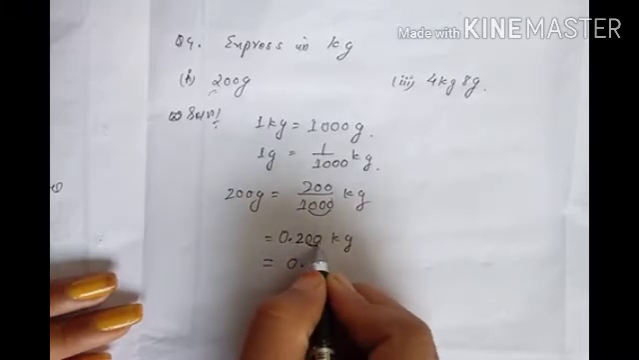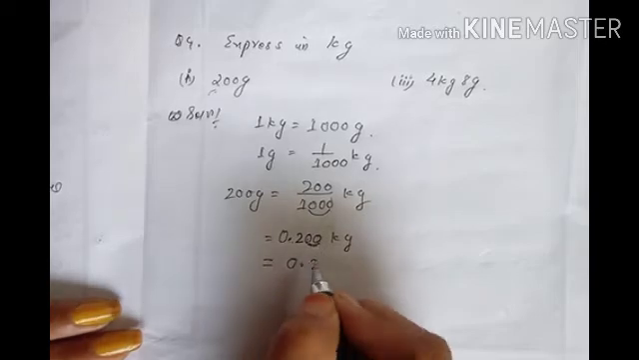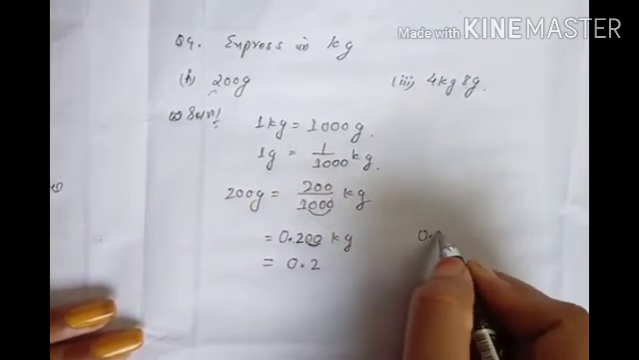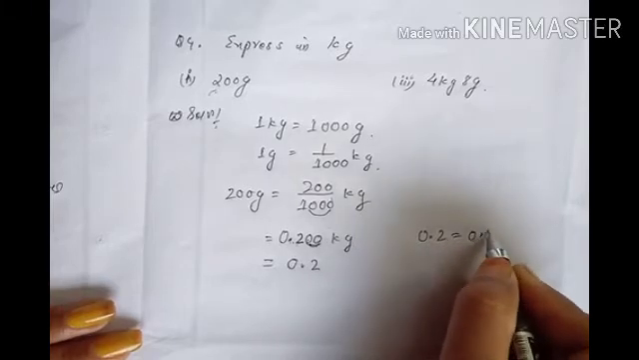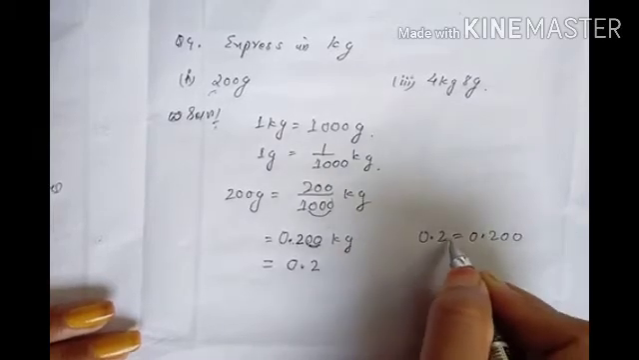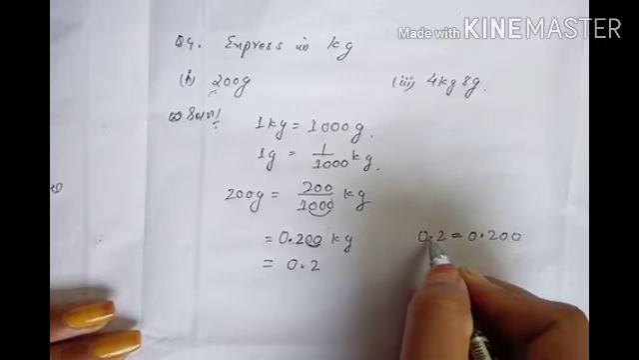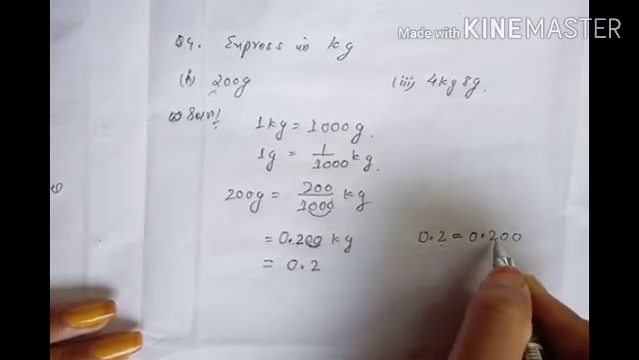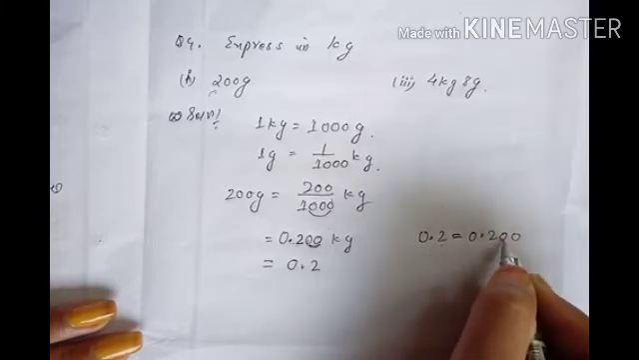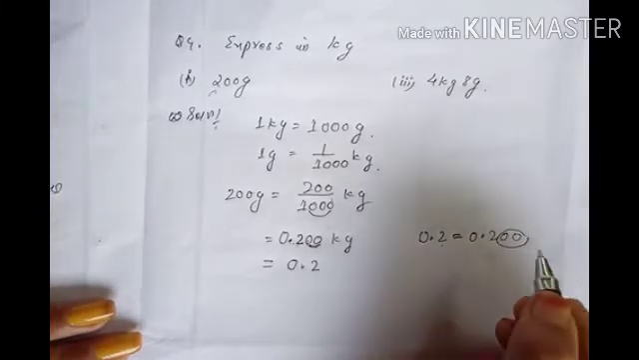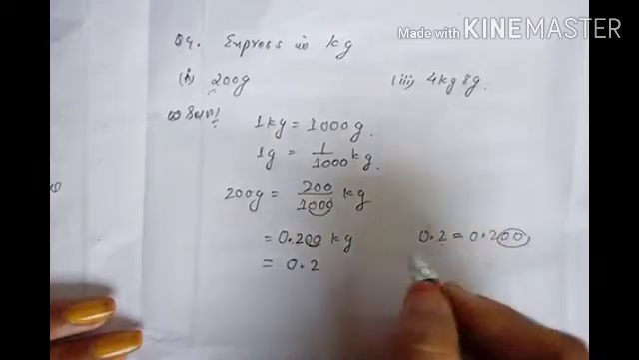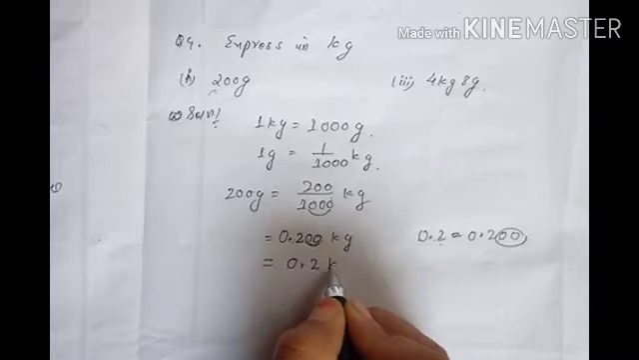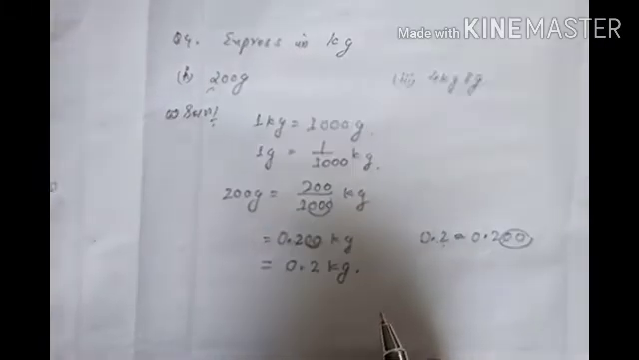we can skip this 0. So 0.2 is equal to 0.200, because before the decimal there is 0 and 0, after the decimal 2, here also 2, that means equal. And these 0 0 you can skip, so this value is equal. So instead of 0.200, you can write 0.2 kilogram. Okay, this is your answer.